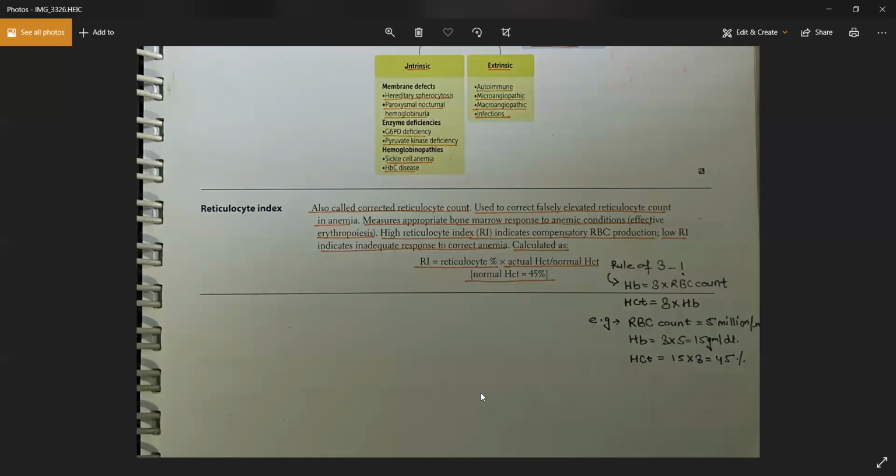The reticulocyte index equals reticulocyte percentage multiplied by the actual hemoglobin divided by the normal hemoglobin. Very important, note that well. So that would be all about the reticulocyte index.